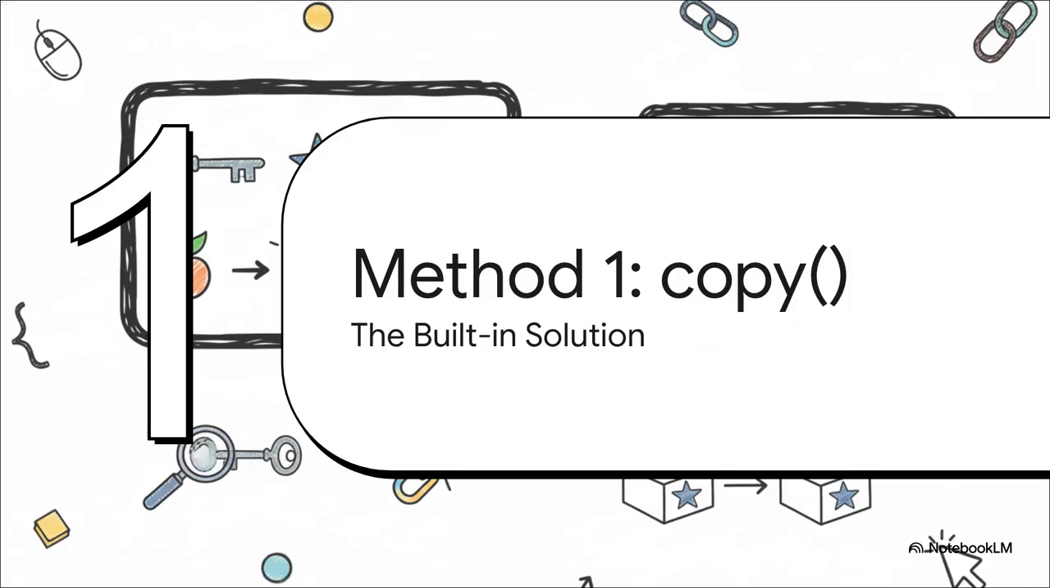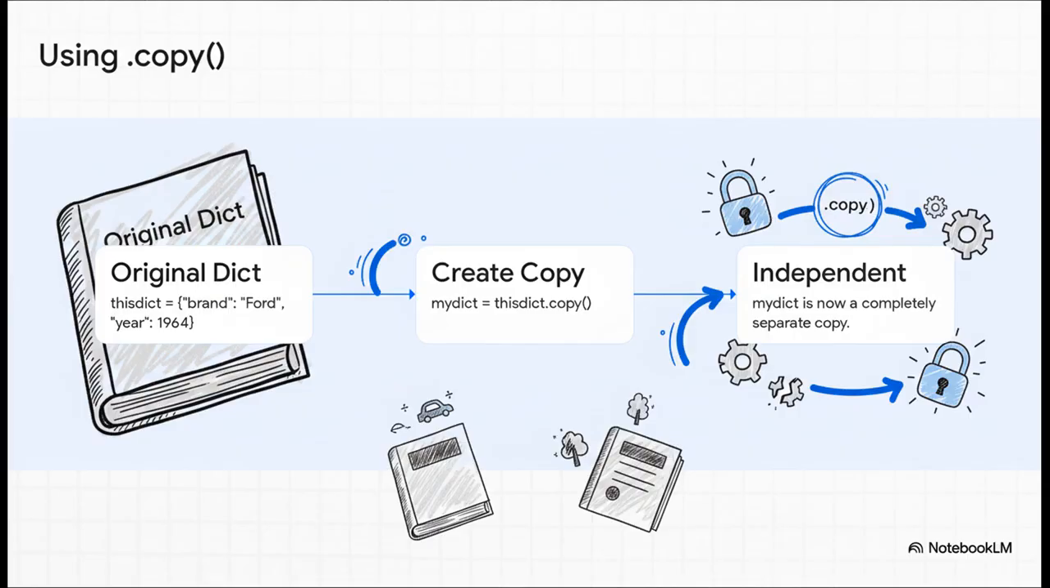So, how do we create a real independent copy? Thankfully, Python gives us a couple of fantastic built-in ways to do this. Let's kick things off with our first correct method, using the .copy method. This way is just beautifully simple. You start with your original dictionary, right? And instead of just an equal sign, you call the .copy method on it, just like this. myDict equals thisdict.copy(). And that's it. Just like that, myDict is a totally separate, completely independent copy. You can change it all you want, and the original, thisdict, won't be affected at all.